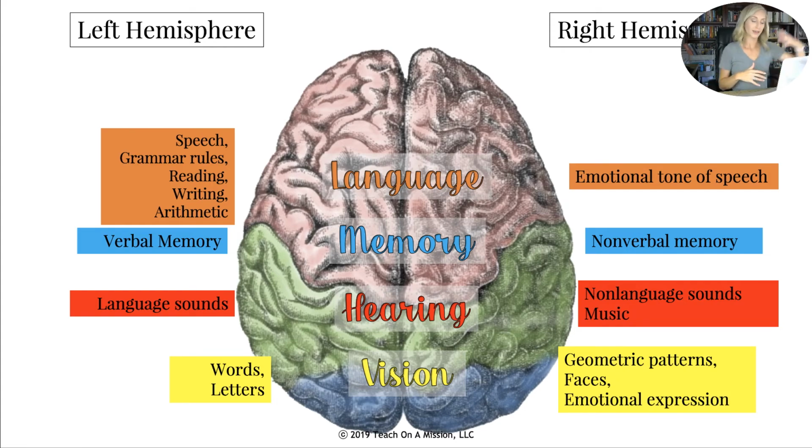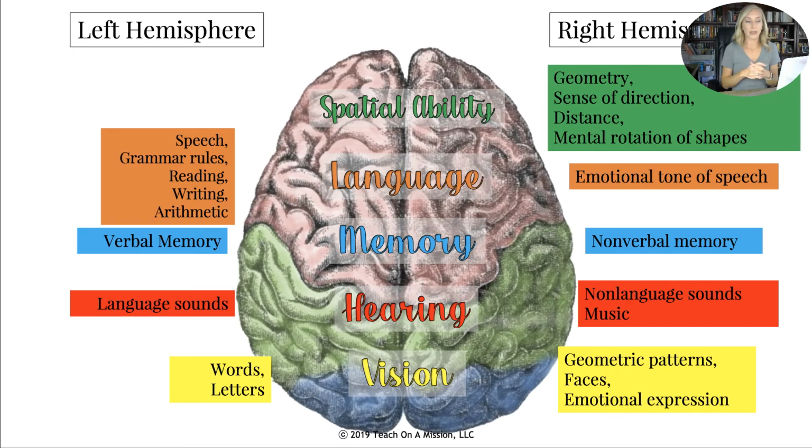Language itself is all on the left: speech, grammar rules, reading, writing, arithmetic. But there is some involvement on the right because of emotional tone. You kind of see a trend here, right? Emotion is on the right.